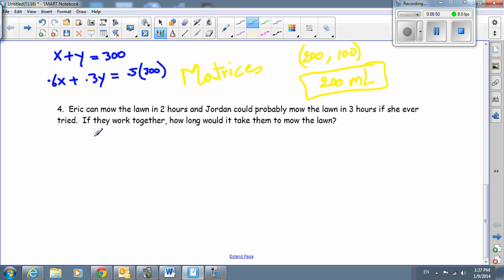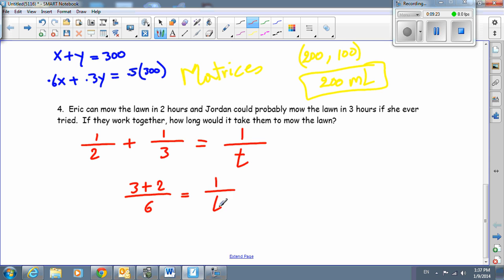We will start with the time of Eric, which is 1 over 2, plus 1 over the time for the other one, is equal to 1 over the combined time that I will call T or X. From here, you can multiply everything, or cross multiply, you do what you feel is right for you. But what I prefer to do is find the common denominator here. That'll be 3 plus 2 over 6 is equal to 1 over T.